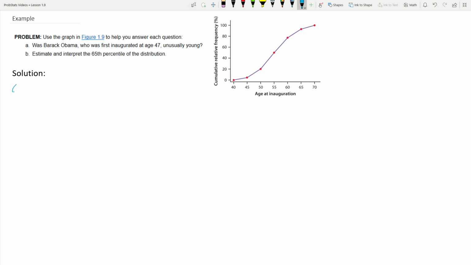So for part A, all right. What we want to do is figure out his percentile, right? So we want to estimate his percentile. So we're going to go to 47 years of age. So that's around here.